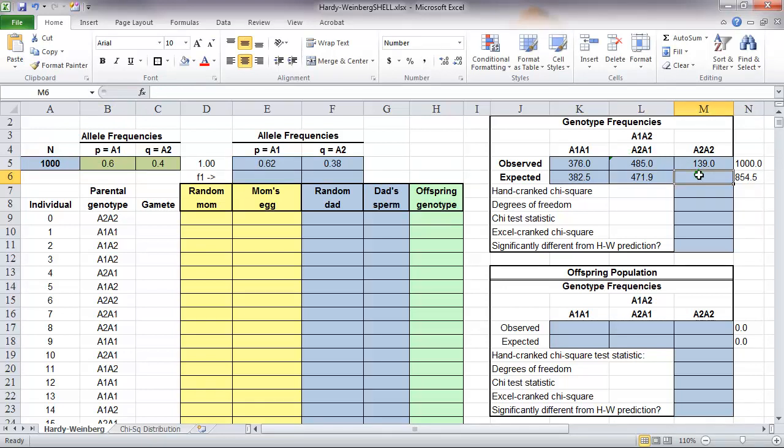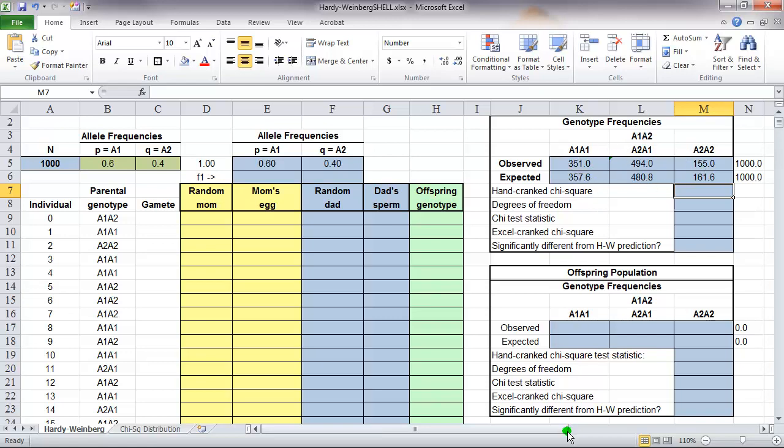And finally, an A2 individual is created by receiving an A2 allele from one parent and an A2 allele from the second parent, and we multiply that by the population size, and these numbers should sum to be the same, 1,000, or we've made some kind of mistake.